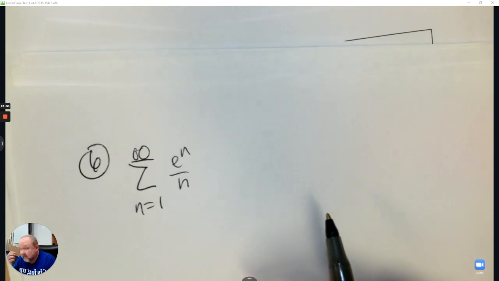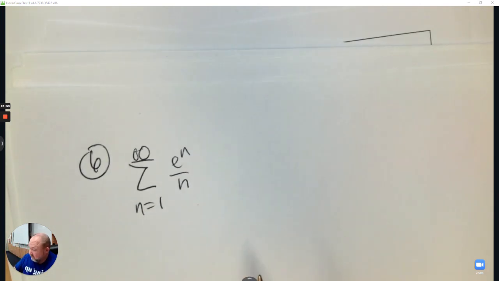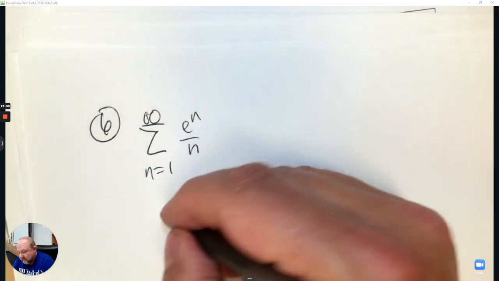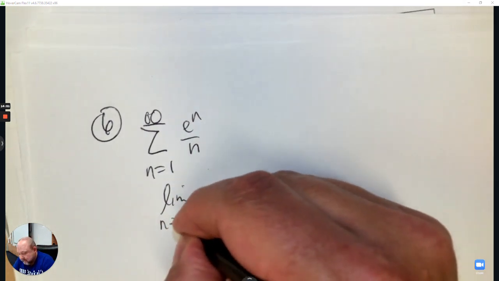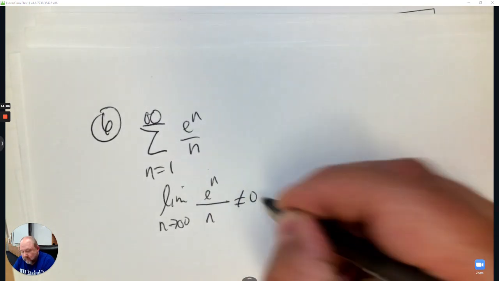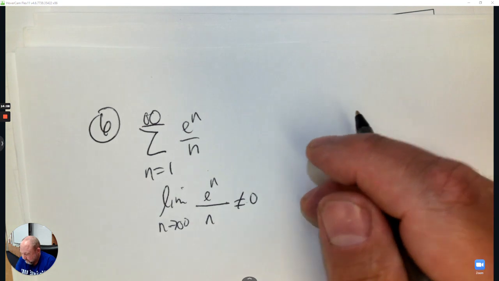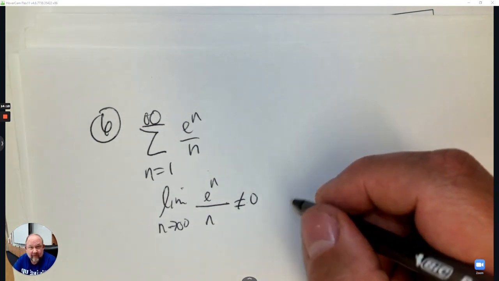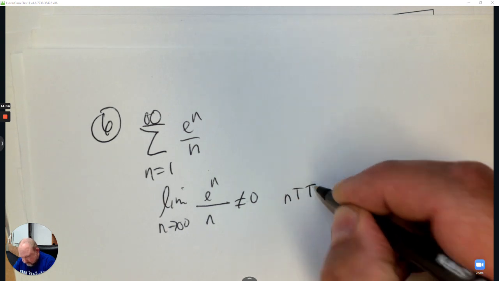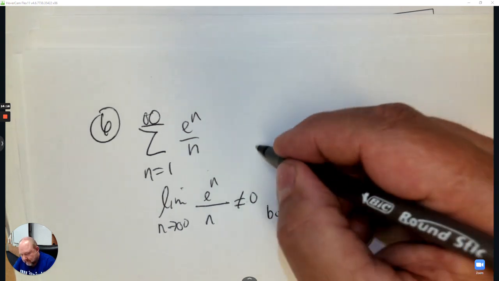So determine if the series converges or diverges and give a reason. So if I write this as a limit going to infinity, this does not equal 0. It goes to infinity. They call this the nth term test. So it diverges.